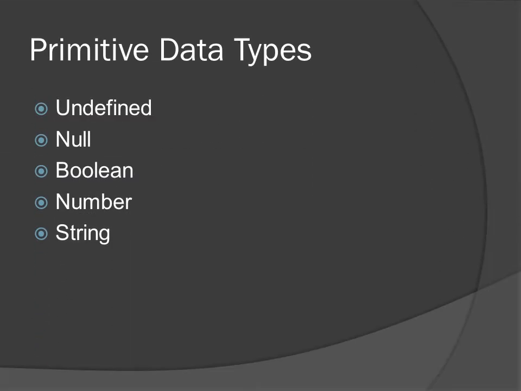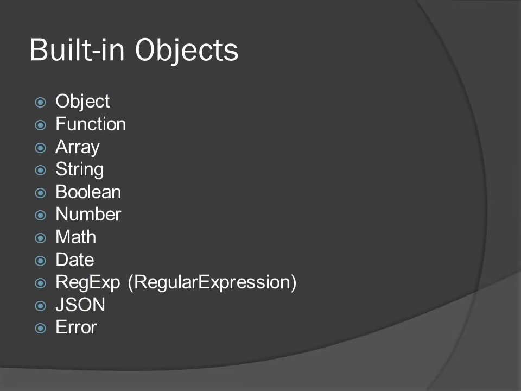JavaScript features 5 primitive data types, including undefined, null, boolean, number, and string. Those primitive data types are objects in JavaScript, along with the other built-in objects of the language, which include object, function, array, string, boolean, number, math, date, regular expression, JSON, and error objects.